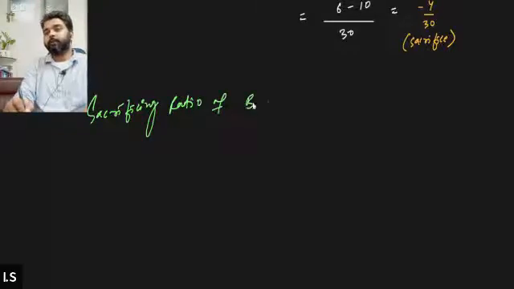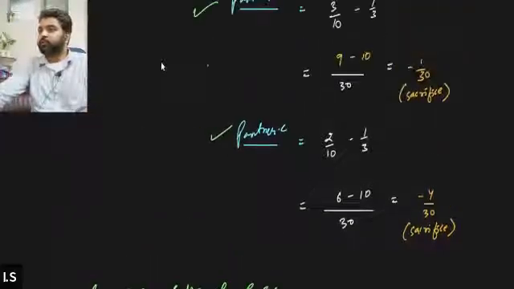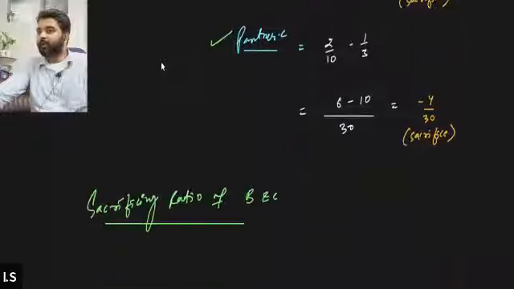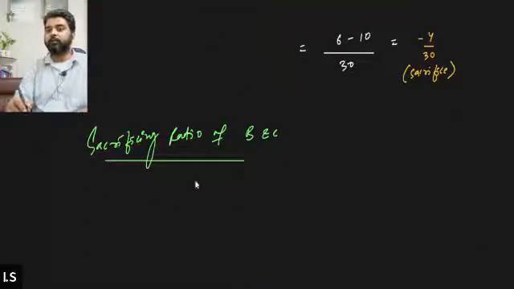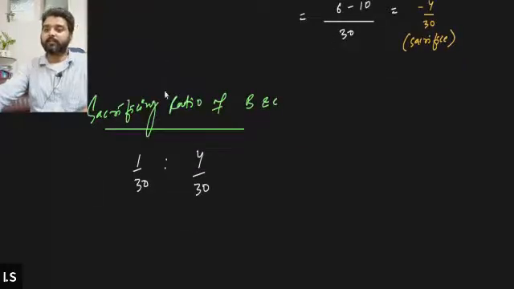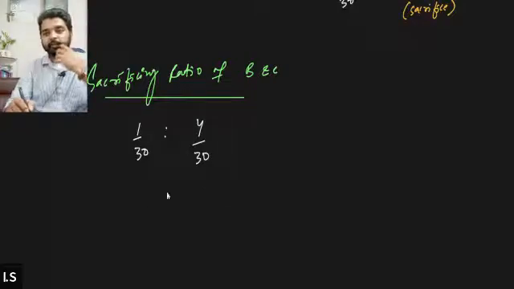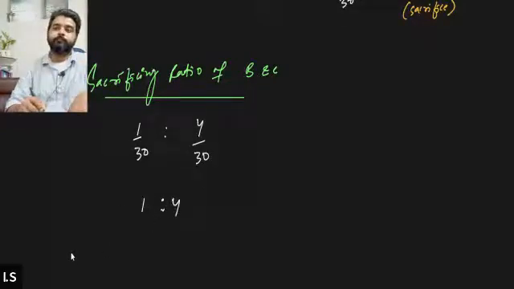sacrificing ratio of B and C, we'll write down the sacrifice. B is sacrificing 1 by 30 and C is sacrificing 4 by 30, right? These are the sacrificing shares of the partners B and C, right? So can we write down the ratio is 1:4? Sacrificing ratio of B and C will be 1:4.